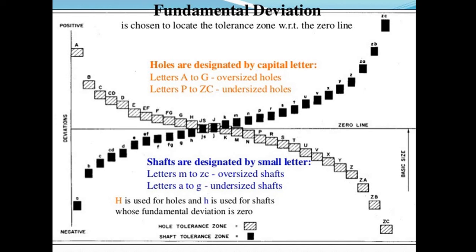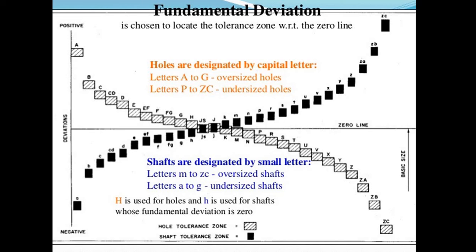For A type of hole, you can see the fundamental deviation is nothing but the distance between the basic line and this lower line, and this distance is positive. For B type of hole, again this distance is positive, but for A type of hole the fundamental deviation is larger, from here to here, as compared to B type, then C type, and it will go on decreasing, and again it will become negative.